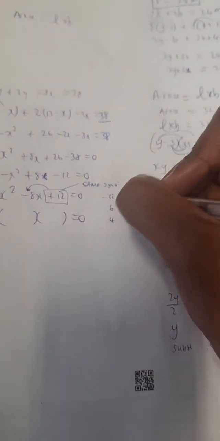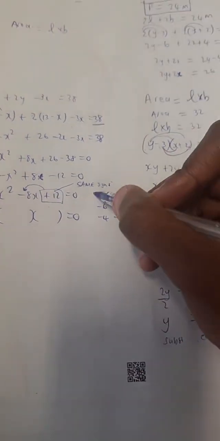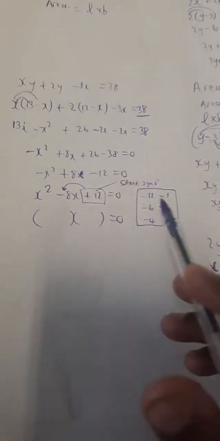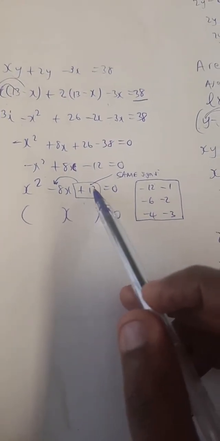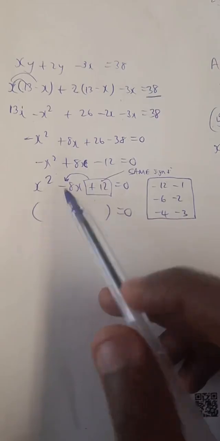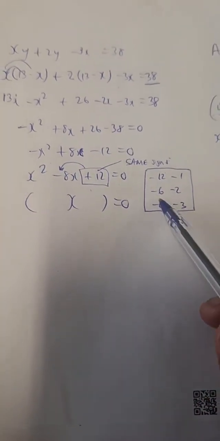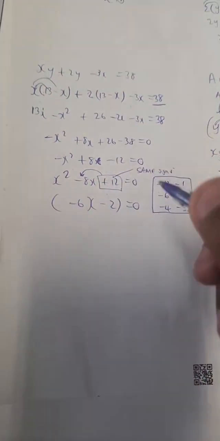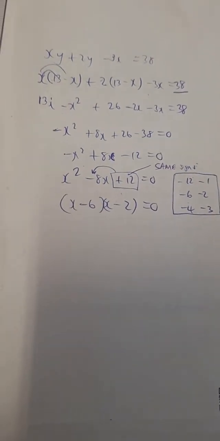So that means now I need to check the factors that will actually add up and give me negative 8. So negative 12 and minus 1 won't give me negative 8. Negative 6 minus 2 will give me negative 8. So I know it's negative 6 and negative 2. That's fine, Junior. I'm happy. If you use the quadratic formula, that's great.